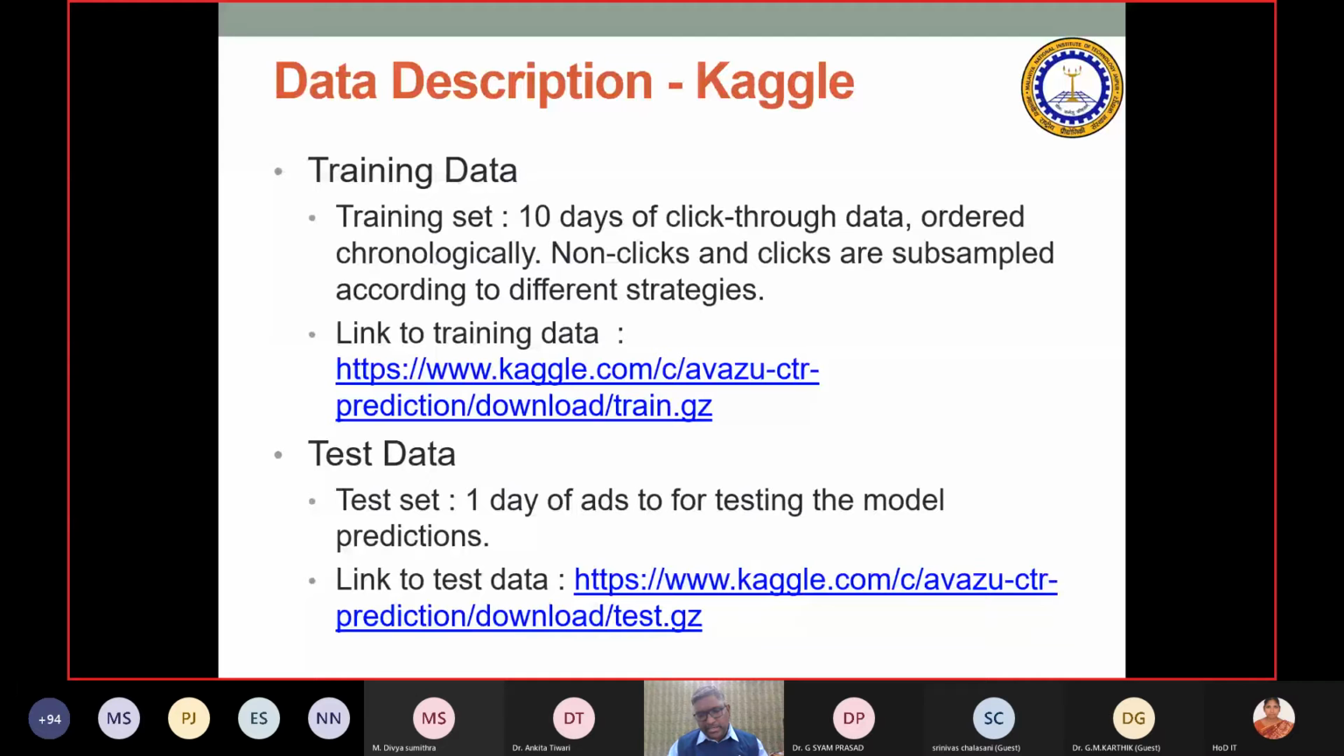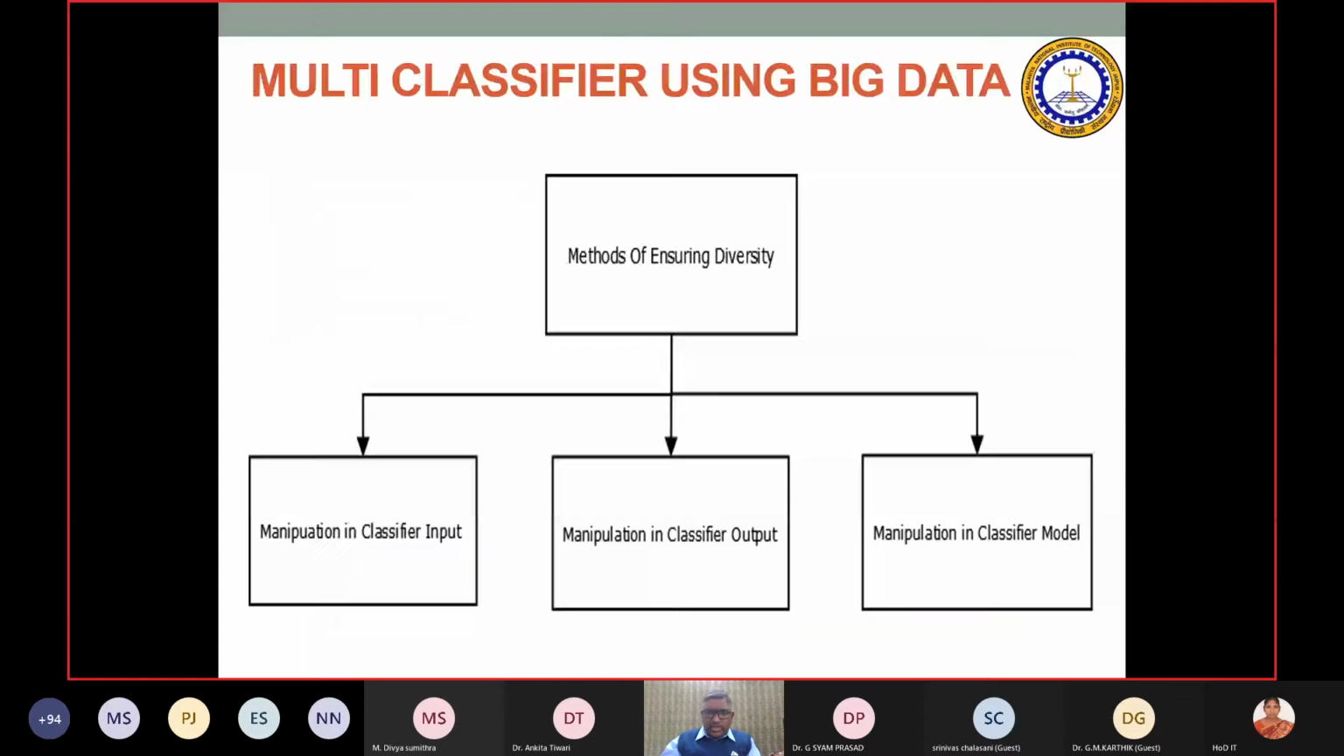KDnuggets, there also you'll get a lot of data sets. So you have 10 days of click-through data ordered chronologically, and then you can look at the data. And then the test data is 1 day, which is again a ratio of that. So you can do that. And lastly, what I discussed was multi-classifier using big data.